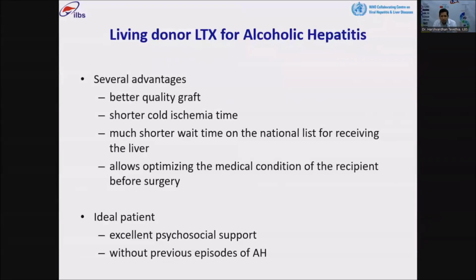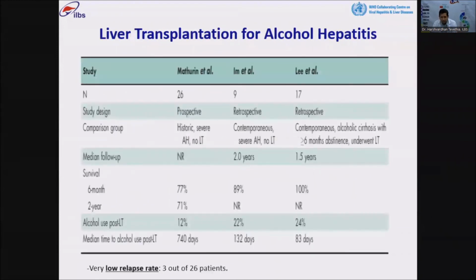When you look at the advantages of a liver transplant, the surgical aspect of it is that there's a better quality graft, there's shorter cold ischemia time, and optimizing a medical patient. And an ideal patient will also have very good psychosocial support, with very good family backing. So that is very important when you are talking about a liver transplant, or even medical management. Psychosocial support for a patient with alcoholic liver disease is extremely important, because we need to prevent recidivism, which is close to more than 70% at 6 months in patients with alcoholic liver disease.